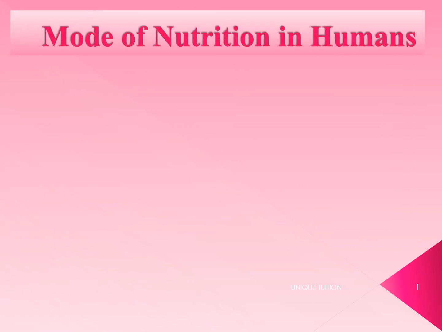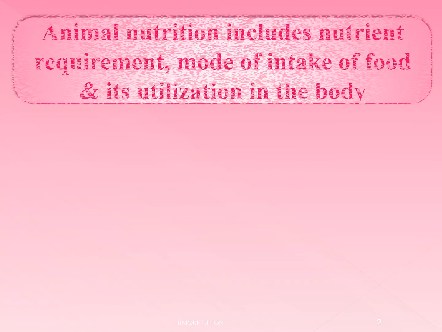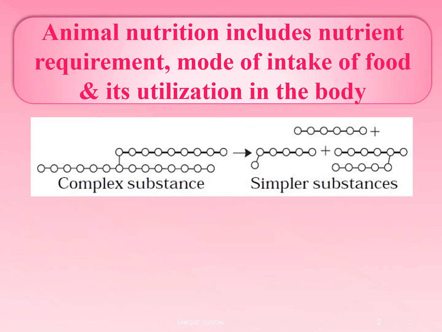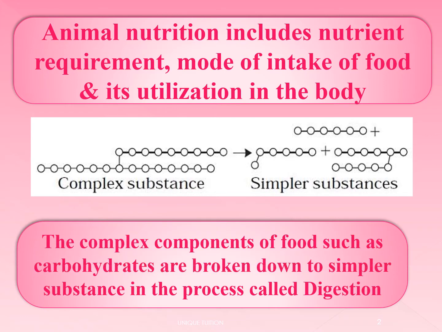We've learned in earlier classes that animals get food from plants and other animals. In this video, I'll be talking about mode of intake of food and its utilization in the body of human beings. The food that we eat consists of complex substances, which are broken down into simpler substances in the process called digestion, so that it can be easily utilized by the body.